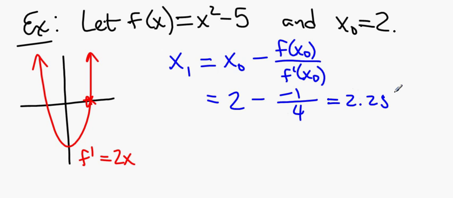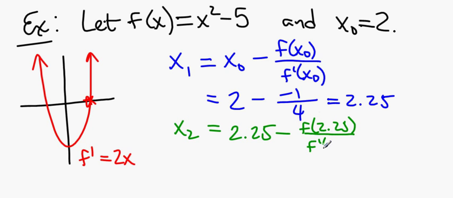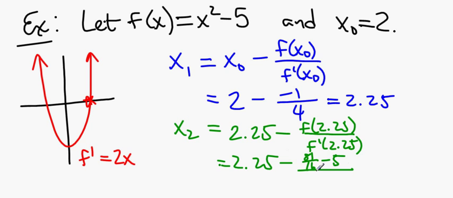That's 2.25. Now 2.25 is a better approximation. Better. But we can do better than that. We can get an x2, a second iteration of Newton's method, and that's x1 minus f of x1 over f prime of x1. That's 2.25 minus 81/16 minus 5 over 2 times x1, and that turns out to be 2.236111, and it goes.